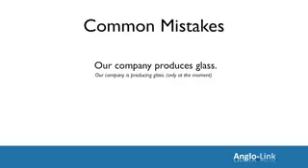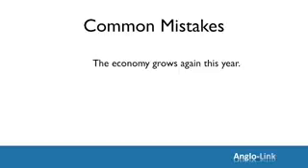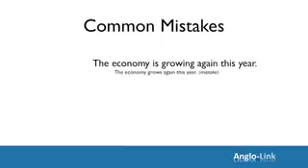Right, let's now look at some examples where you might use the present simple, but in fact, you should be using the present continuous. Here's the first one. The economy grows again this year. Well, if it's this year, it means it's happening at the moment. It's temporary. Doesn't happen every year. So what should it be? That's right, the present continuous. The economy is growing again this year.